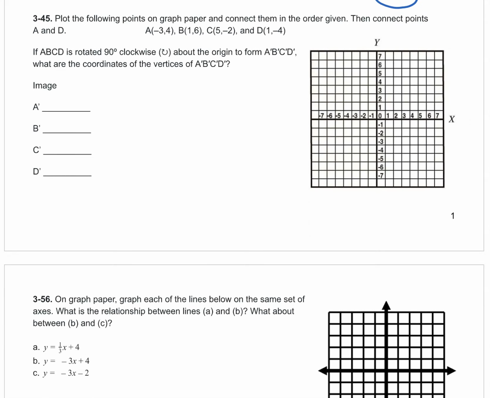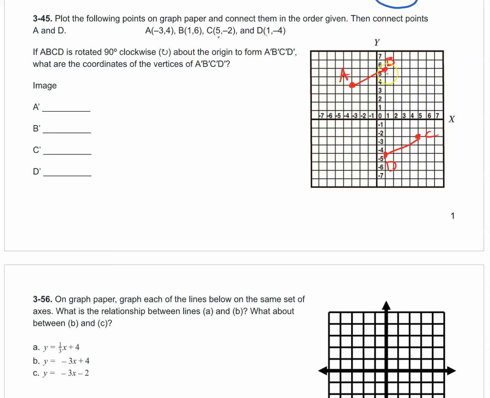3-45. Plot the following points on graph paper and connect them in the order given. A is -3, 4. B is 1, 6. So right 1, up 6. Make sure you're labeling the point with the letter. C is 5, -2. So that tells you to go right 5 and then down 2, that's C. D is 1, -4. So go right 1, go down 4 from the origin. Right 1, down 4.